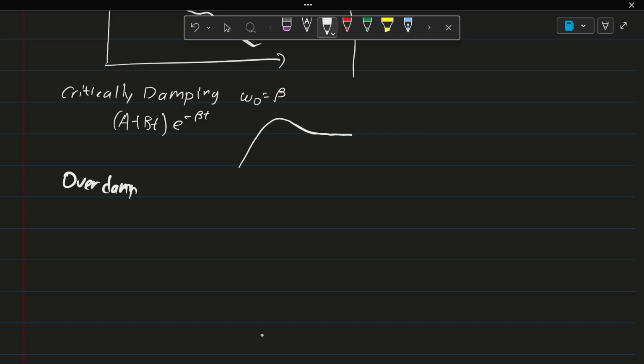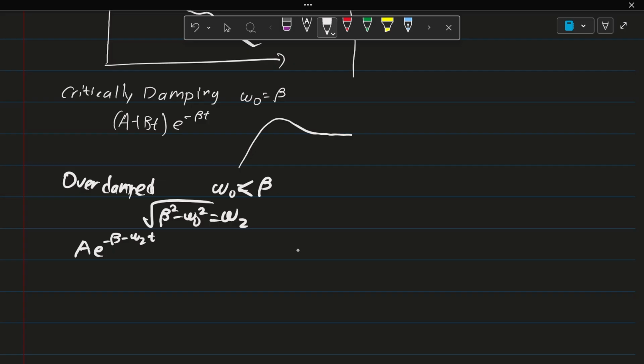Overdamped, in which omega 0 is far less than beta. So we will call the quantity square root of beta squared minus omega 0 squared to be omega 2, such that we could denote this to be a e to the power of negative beta minus omega 2 t plus b e to the power negative beta plus omega 2 t. And so what you observe is that this is actually a linear combination of two decaying functions.